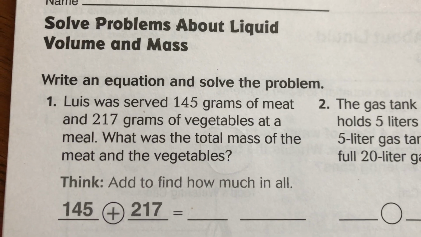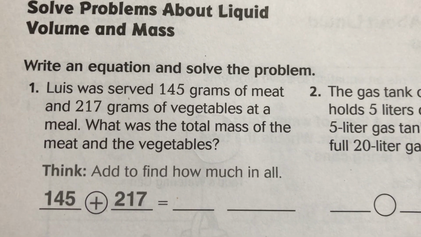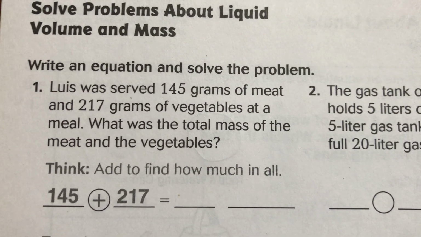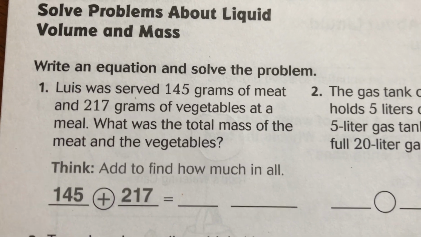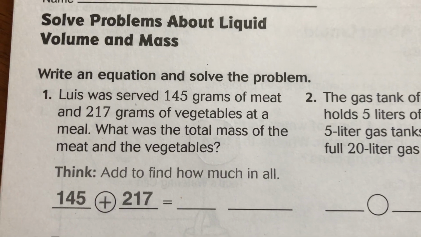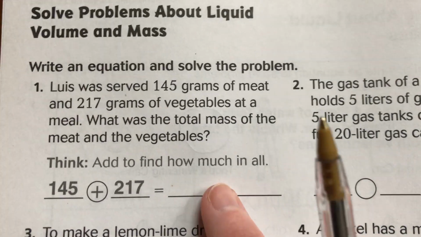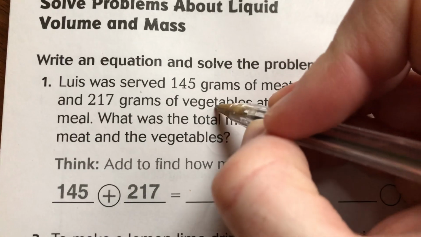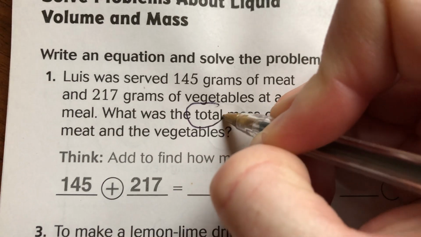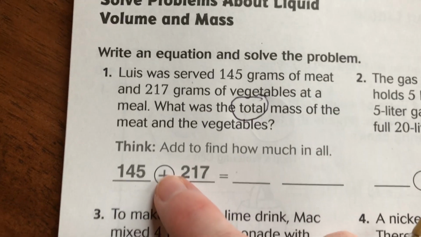Our directions say, write an equation and solve the problem. Luis was served 145 grams of meat and 217 grams of vegetables at a meal. What was the total mass of the meat and vegetables? So I see that word total here. And I'm thinking I'm bringing together the meat and the vegetables. So we're going to add.